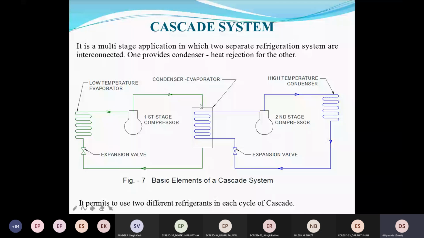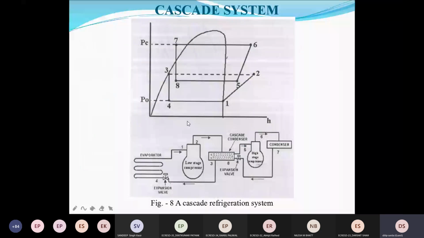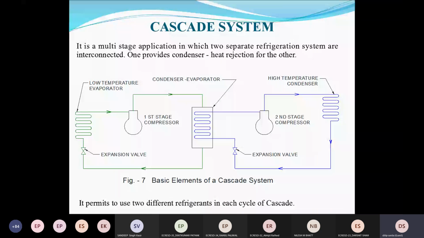While there is a second stage compressor, where again this becomes the evaporator, because in the condenser they have to take the heat back. The condenser of the first stage requires heat rejection. Heat rejection is taken by the evaporator of the second stage, and again it goes to the condenser and through the expansion valve and completes the system.